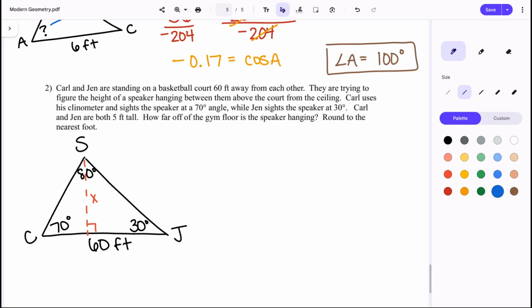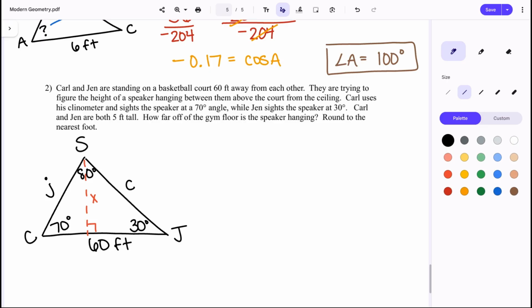But we're going to have to start with either law of sines or cosines to figure out one of these two sides of the triangle. It doesn't really matter which side we look for. Like I'll call this side little j, and I'll call this side little c, because those are opposite of Jen and Carl there.